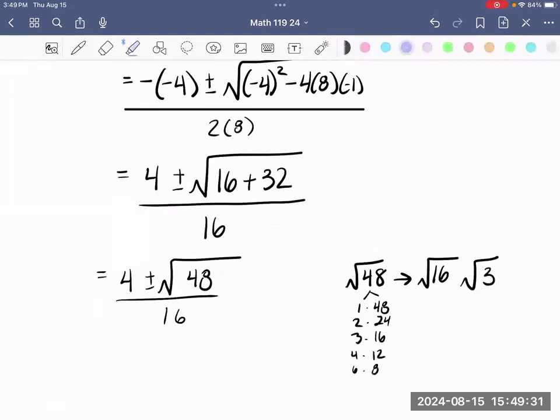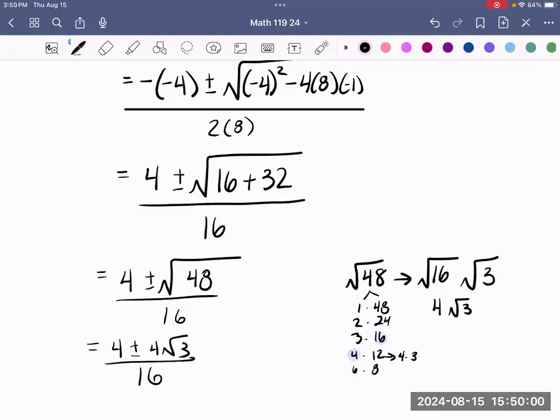If you don't pick the biggest perfect square, so let's say you picked 4, just keep in mind 12 has a 4 and a 3. So 12 still has a 4 and a 4 to make 16. So it still has more perfect squares in it. So that's why the biggest perfect square is better. So then you're left with 4 root 3. So let's go ahead and add that over here. We have 4 plus or minus 4 square root of 3 over 16.